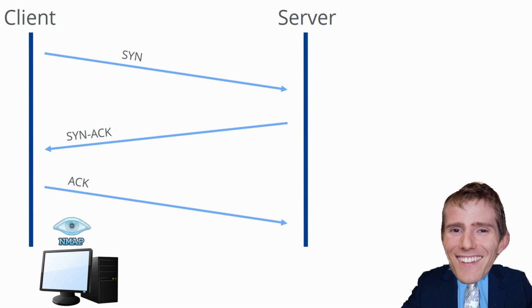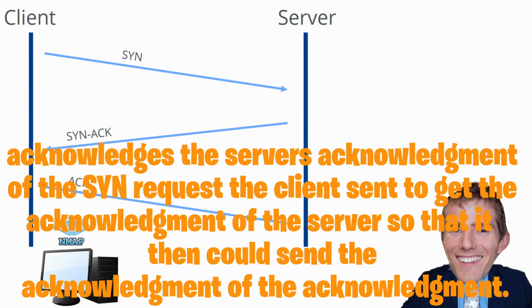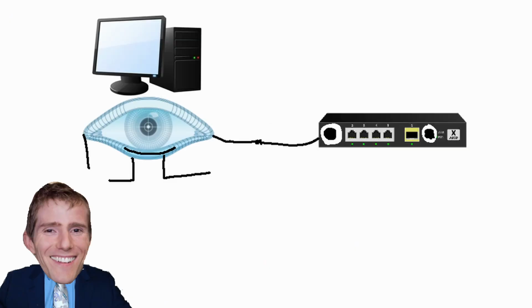The client then sends back an ACK message, which tells the server that the client acknowledges the server's acknowledgement of the SYN request the client sent to get the acknowledgement of the server so that it then could send the acknowledgement of the acknowledgement. Then a connection is made between the devices so that the devices now can talk and send data to each other.